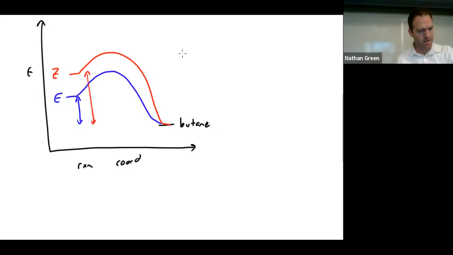The Z double bond is higher energy, which means less stable.